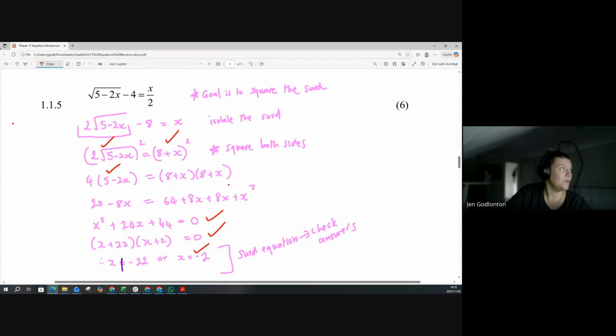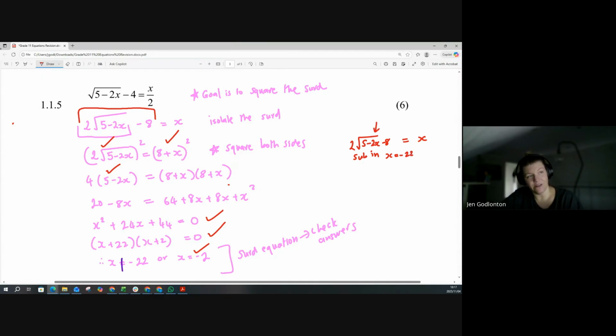So Uyanda, where you test is you just pop it into the equation. You can choose either one. I normally like to use the one that I've simplified a little bit over here. So I would say 2 root 5 minus 2x minus 8. And then I know that that needs to equal x. So when you sub in x equals negative 22 over there, it needs to equal negative 22 over there. And you'll see that it doesn't. But you can sub it into any point of the equation.